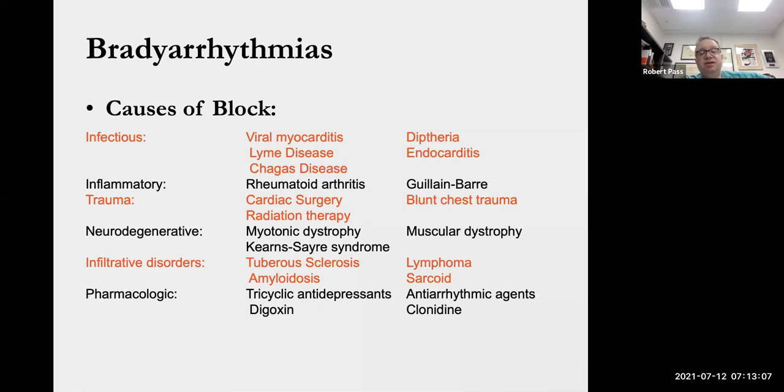Tricyclic antidepressants at high dose can cause this. Antiarrhythmic agents can always cause block. In fact, that's part of how they work. And so it's one of the reasons why we monitor patients when we start them on arrhythmia medications. Digoxin, when given at toxic levels, can cause heart block. And clonidine can also cause heart block. So we're using that increasingly these days. But again, remember the most common causes are either congenital or from cardiac surgery trauma.